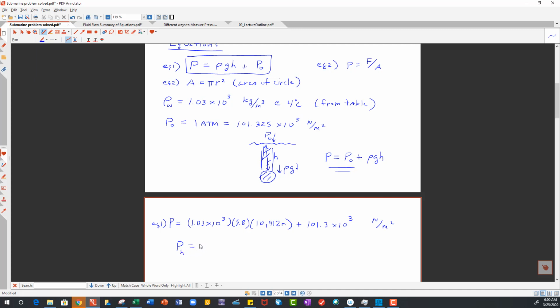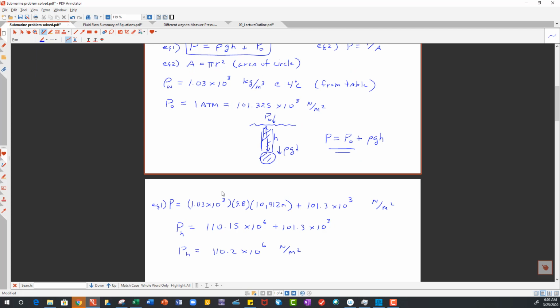So you can think of this as the force or the weight of the water. Because of the depth and the density of the water, it comes out to be about 110 times 10 to the 6 Newtons per meter squared. And then you can see that the atmospheric pressure is approximately 101 times 10 to the 3. So you can see this is 10 to the 6, this is 10 to the 3. So really the pressure of the water at that depth dominates. In fact, you could even neglect this in the equation.